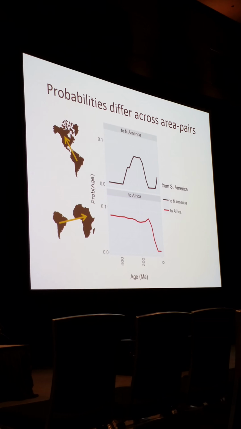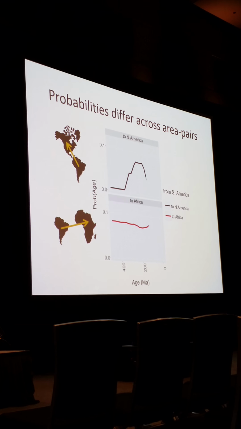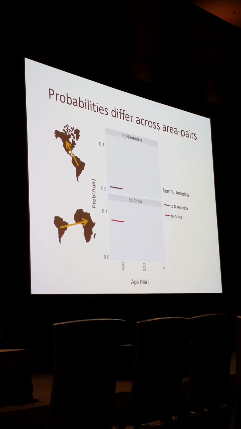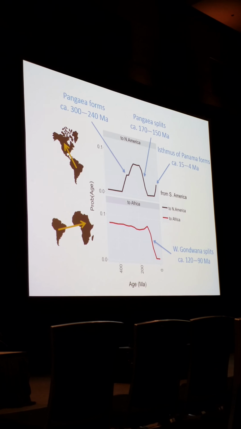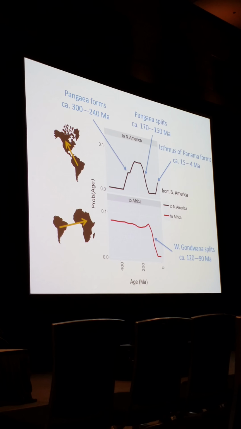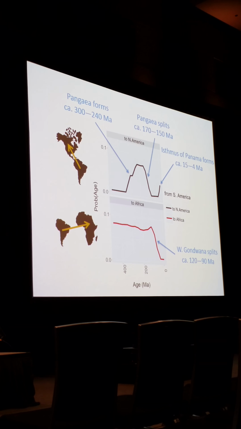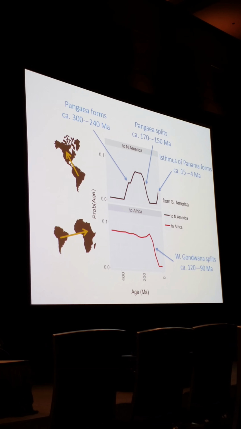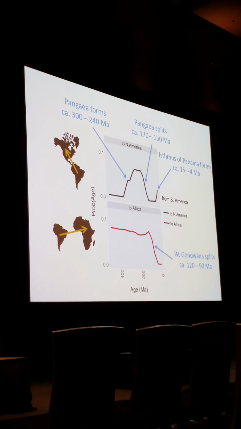So here I have 2 scenarios. One is, say, South America to North America. That's what I've been showing you the whole time, by the way. On the bottom is from South America to Africa with respect to age. And you can see that these probability profiles recover some of the well-known events that are known to many paleontologists, biogeographers, and so forth. For example, on the top we have the formation of Pangea, and it splits later on, and a small tail at the end when the Isthmus of Panama forms. On the bottom, we have the splitting of West Gondwana.